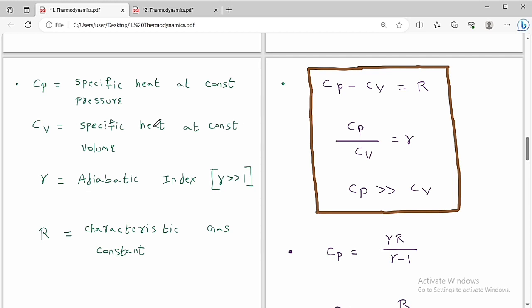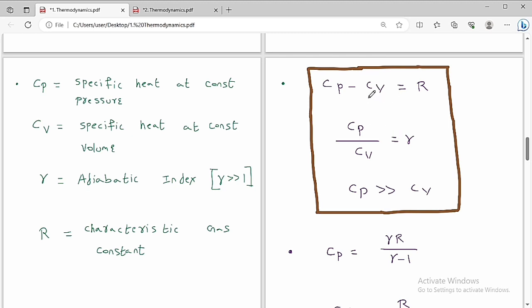So I request you to remember these three basic formulas. CP minus CV is always equal to R. And CP by CV is always equal to gamma. Okay. So I have already told you gamma value is always greater than 1. So by default I can say CP is always greater than CV. Okay. So I request you to remember these two things.